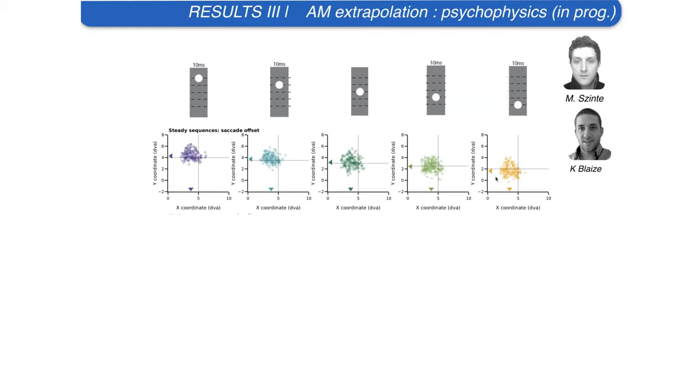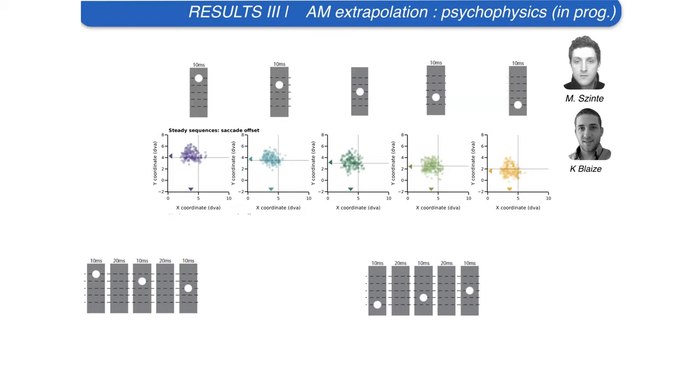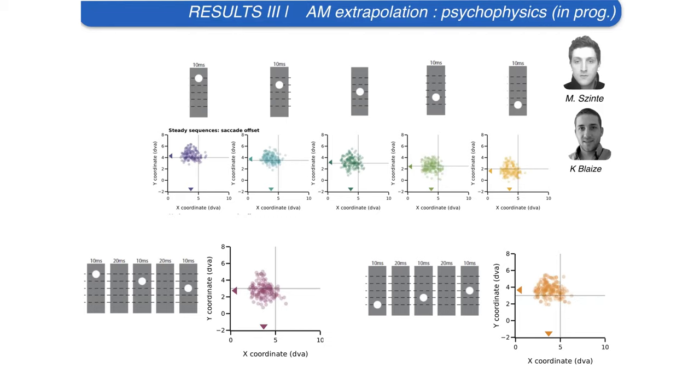And then we just presented the apparent motion sequence towards the middle position, going either in the downward direction or the upward direction. But the position was exactly the same in these two locations. So if there is an effect of extra apparent motion extrapolation, we should see a difference in where the saccade ends. And this is actually what we had. In the downward apparent motion sequence, the saccade endpoints were lower than in the upward apparent motion sequence.